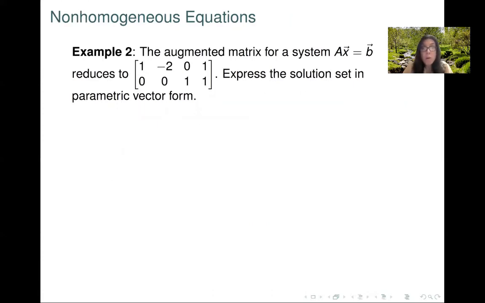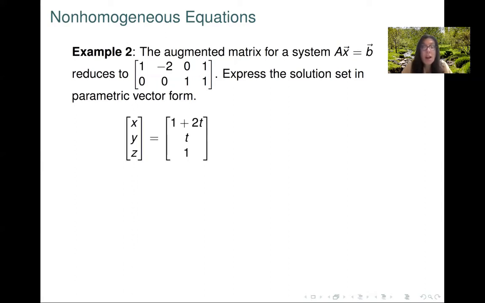We can build off what we understood for homogeneous equations to understand non-homogeneous equations. So in this example, we're looking at an augmented matrix for the system AX equals B, where B is not the 0 vector. And we know that it reduces to the given matrix. We want to express the solution set in parametric vector form. So first, just find the solution set. Express the solution set in parametric form, but you don't need to worry about factoring things and writing it in parametric vector form.